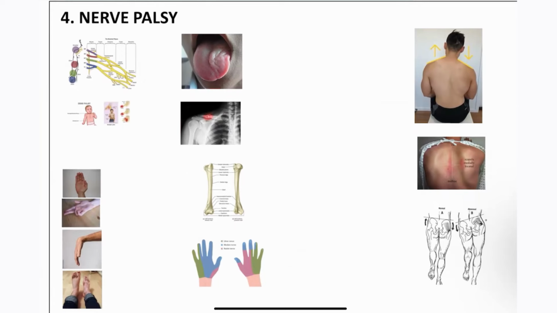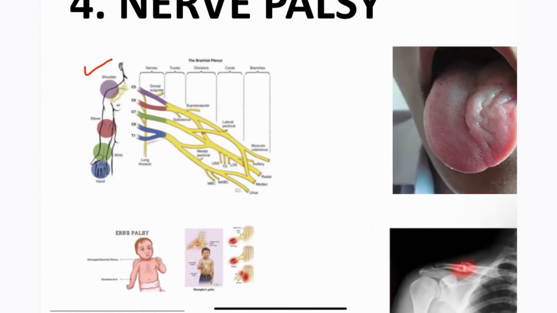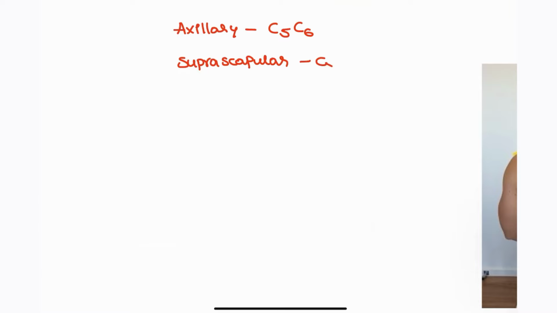Next, moving on to the nerve plexuses. This topic is very important. This topic is the brachial plexus, but you don't have to remember each and every part. At least remember this point: what are the nerve roots? First, the axillary nerve. What are its roots? C5 and C6. Similarly, the suprascapular nerve also consists of C5 and C6.